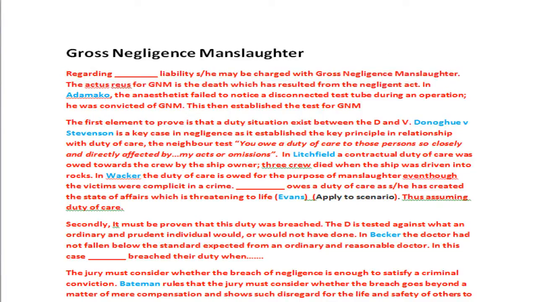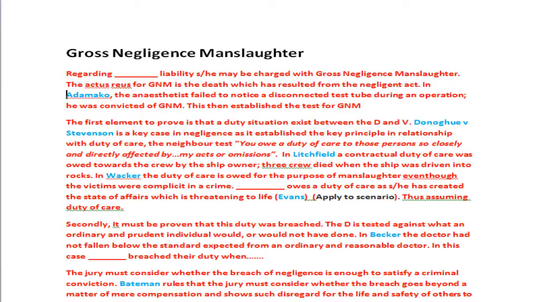So, in Adomako, the anaesthetist failed to notice a disconnected tube during an operation. He was convicted of GNM. That case established the test of GNM. So as always, I highlighted the cases in blue, so it makes it easier for them to stand out. Then you go for the test.